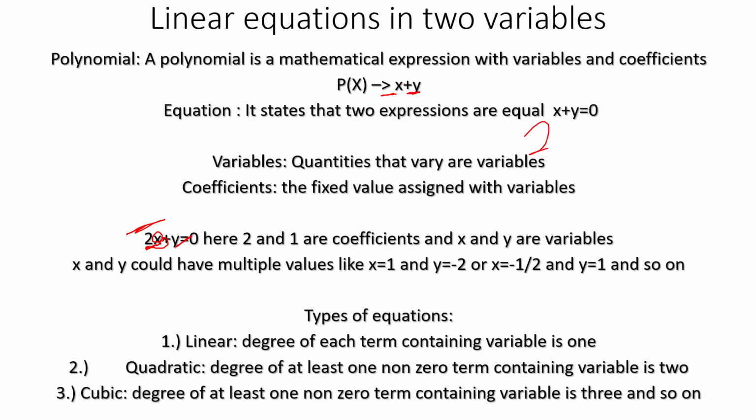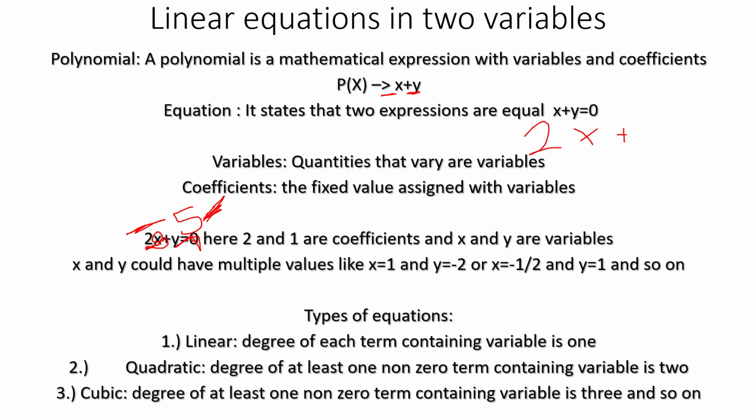Okay, you could have an equation like 2x plus y equal to 5. Okay, if let's say instead of 0 here, I write this is equal to 5, in this case 5 will become my constant. Okay, 5 is not a coefficient but 5 is a constant.